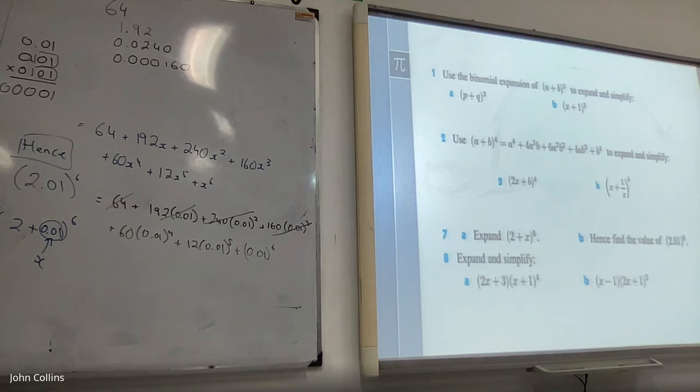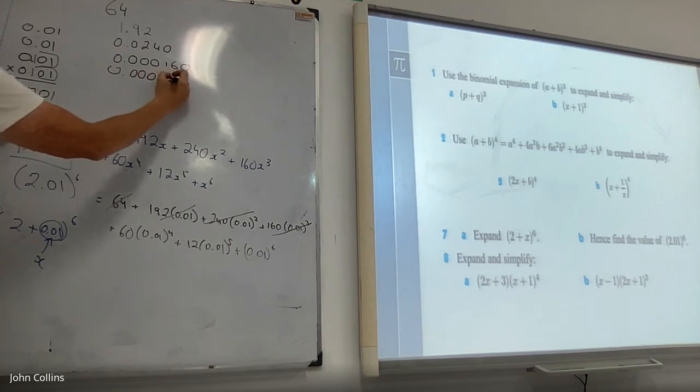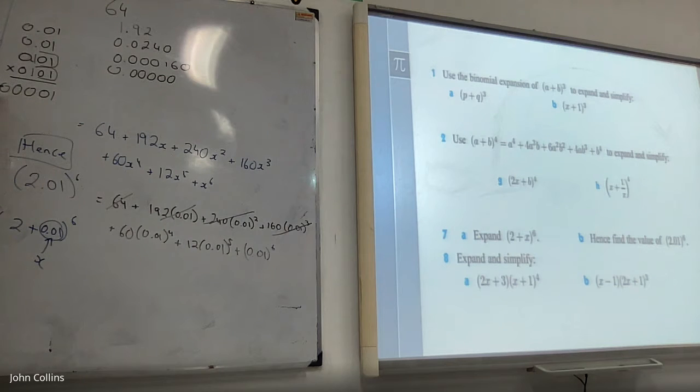Now, getting less and less significant, these figures, aren't they? So if I do it again, there's a couple of zeros. Multiplied by 60, so the 60 goes here. 0.0000000, 1, 2, 3, 4, 5, 6, and then.